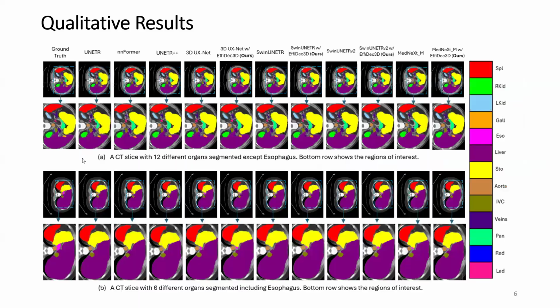The qualitative results also show that our EffiDec3D optimized models produce comparable segmentation output in the first example, top 2 rows. In the second example, bottom rows, we can see that UNETR, nnFormer, UNETR++, SwinUNETR, SwinUNETRv2 cannot segment the esophagus, while our EffiDec3D optimized models can segment some parts of the esophagus, which highlights better segmentation accuracy of our models compared to the original ones.